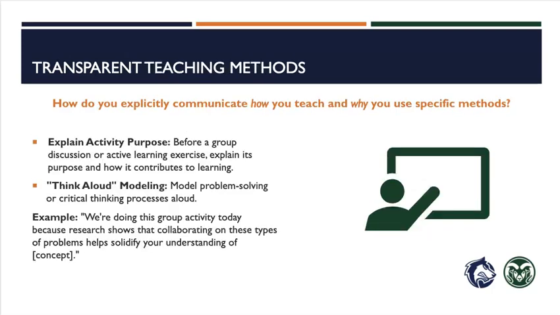Now let's think about this. How do you explicitly communicate how you teach and why you use particular methods? Transparent teaching methods include explaining the activity purpose. Before you start a group discussion or active learning exercise, explain its purpose and how it contributes to the student's learning. This could also be a connection to the real world or a career.